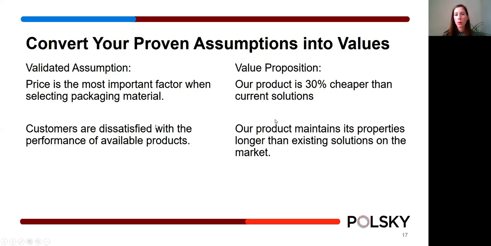So maybe one thing that we can work toward is saying our actual product maintains its properties longer than existing solutions, meaning it will last longer, for example. And if we know that that's a value proposition we can deliver, and we know our customers are dissatisfied with the current performance, then we figured out that that's an important value to them. So again, figure out how to position your value against those assumptions that you're validating as you go out and talk to your customer segment.